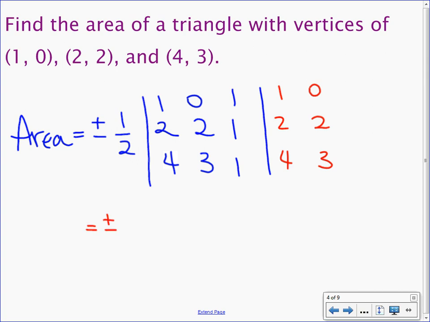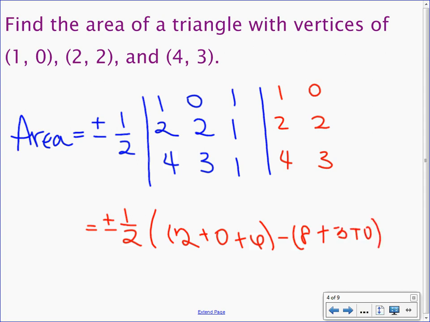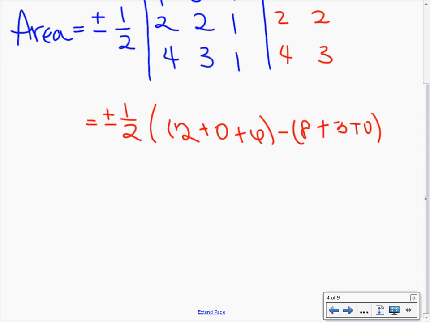Okay, so we don't know if we need the plus or minus with the 1/2, so we'll leave it as plus or minus. All right, let's do our criss-cross minus cross. We have 2 plus what? 4, 0 plus 6. Okay, I see where you're getting that. Minus 8 plus 0. All right, so this gives us 8 minus 11, which is what?